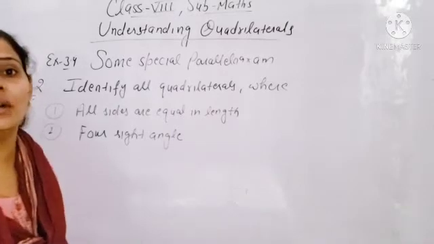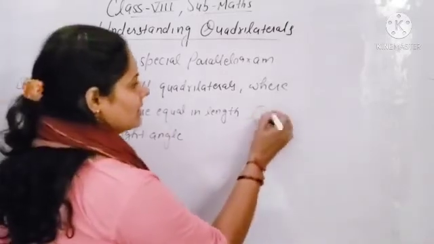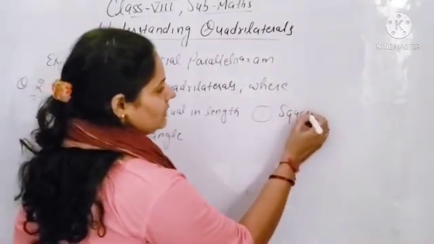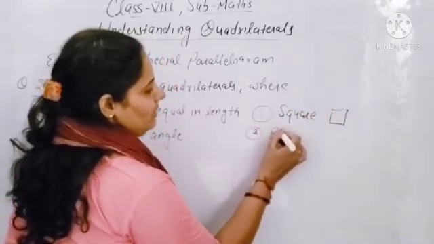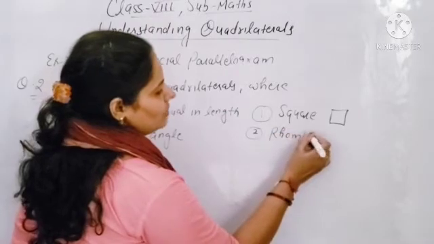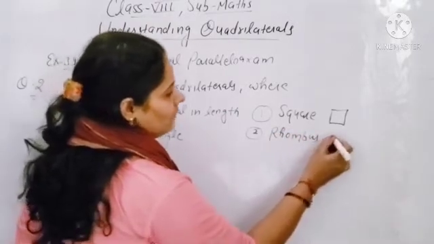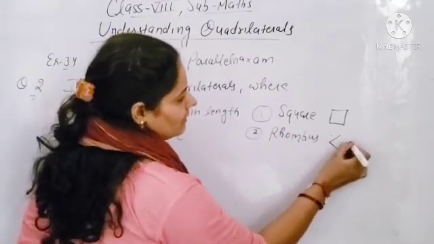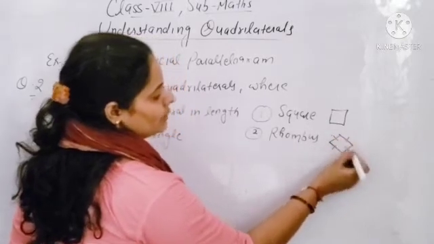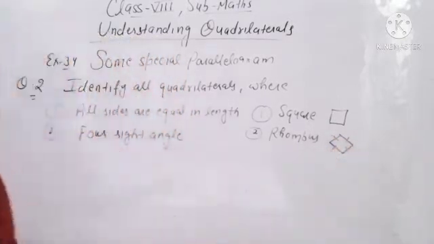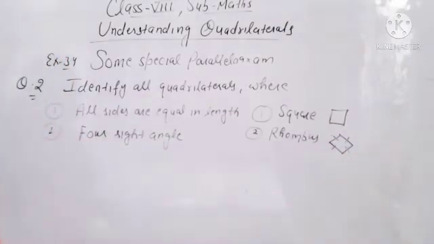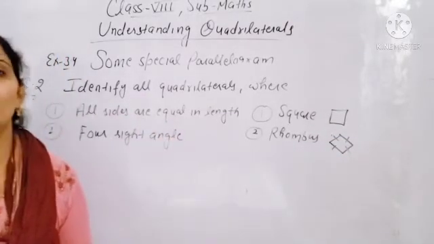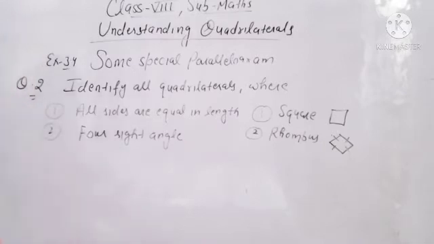In which quadrilateral are all the sides equal? First one is the square. In the square all the sides will be equal in length. Second one will be the rhombus, because in a rhombus also, like a square, all the sides will be equal in length, where opposite sides are equal and adjacent sides are also equal. So where all four sides are equal in length, it will be square and rhombus.